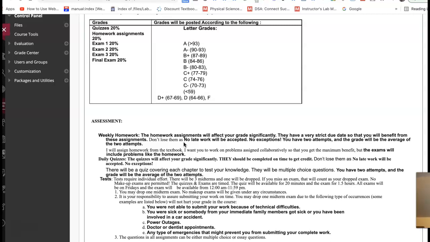It's going to be the same with the quizzes. No makeups here. No late work will be accepted. All the work is going to be due by the weekend, by the Sunday.